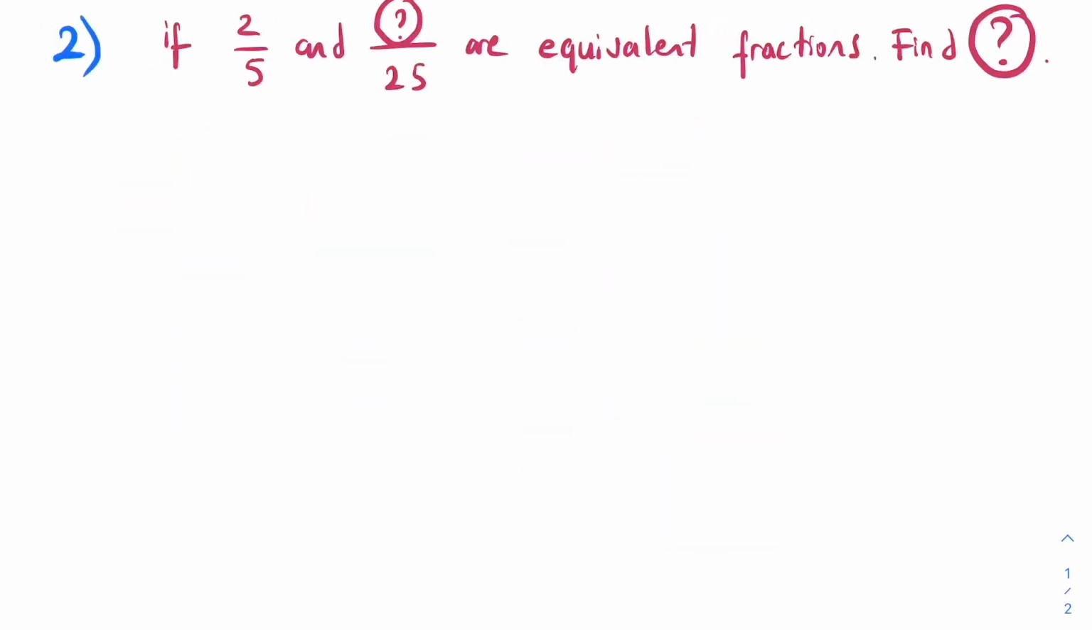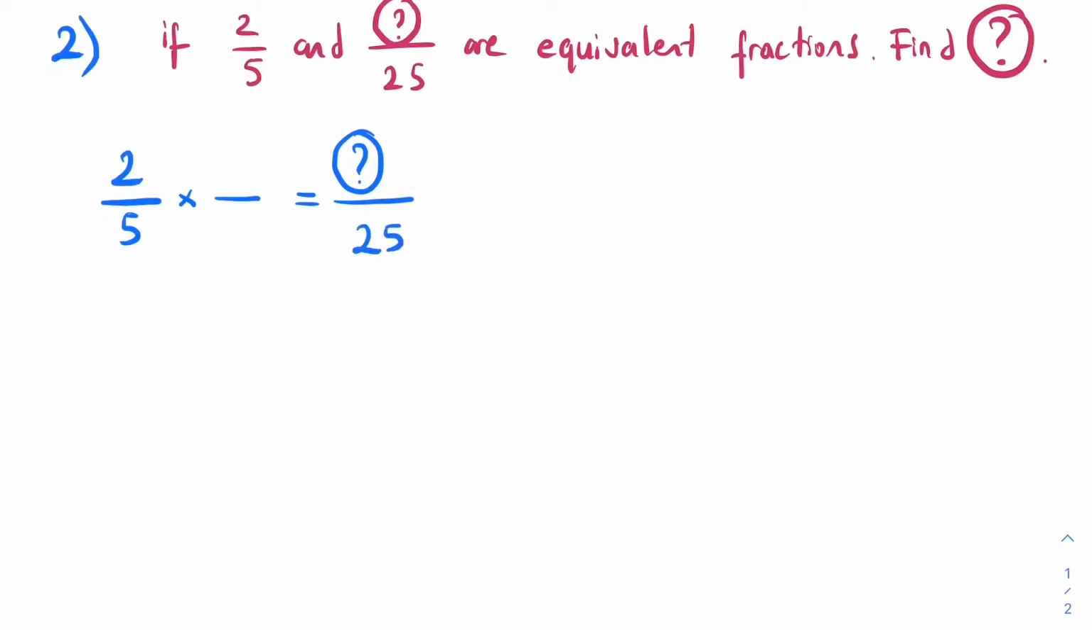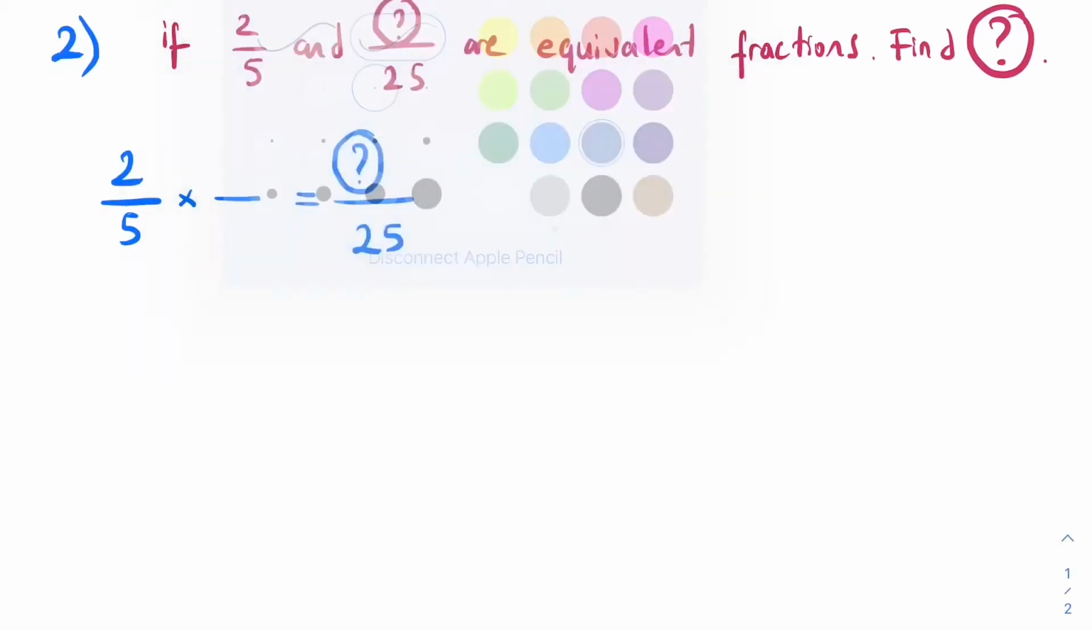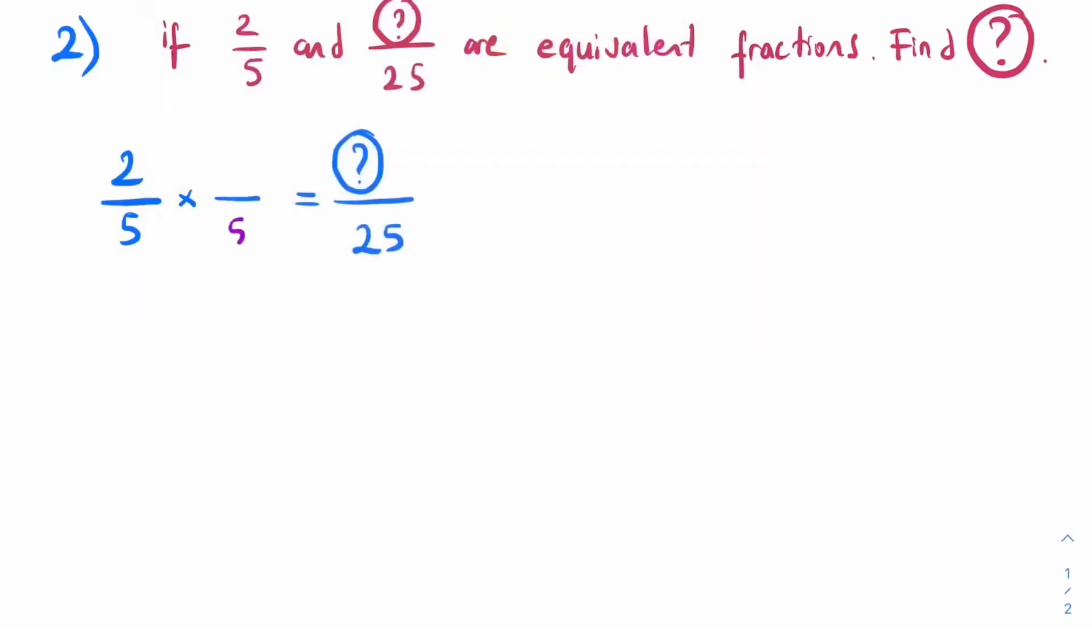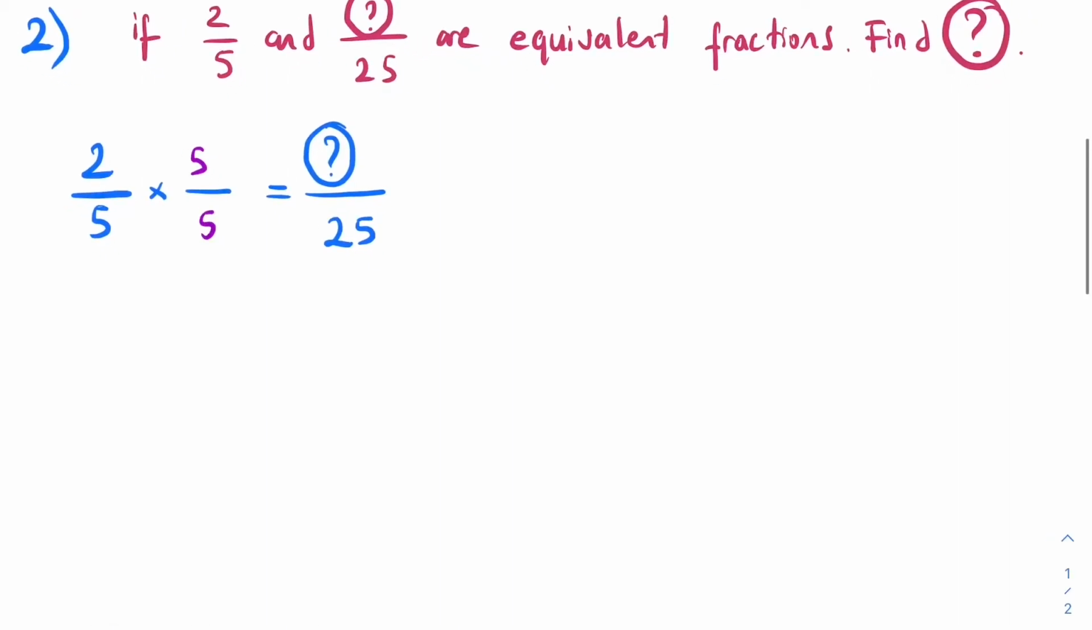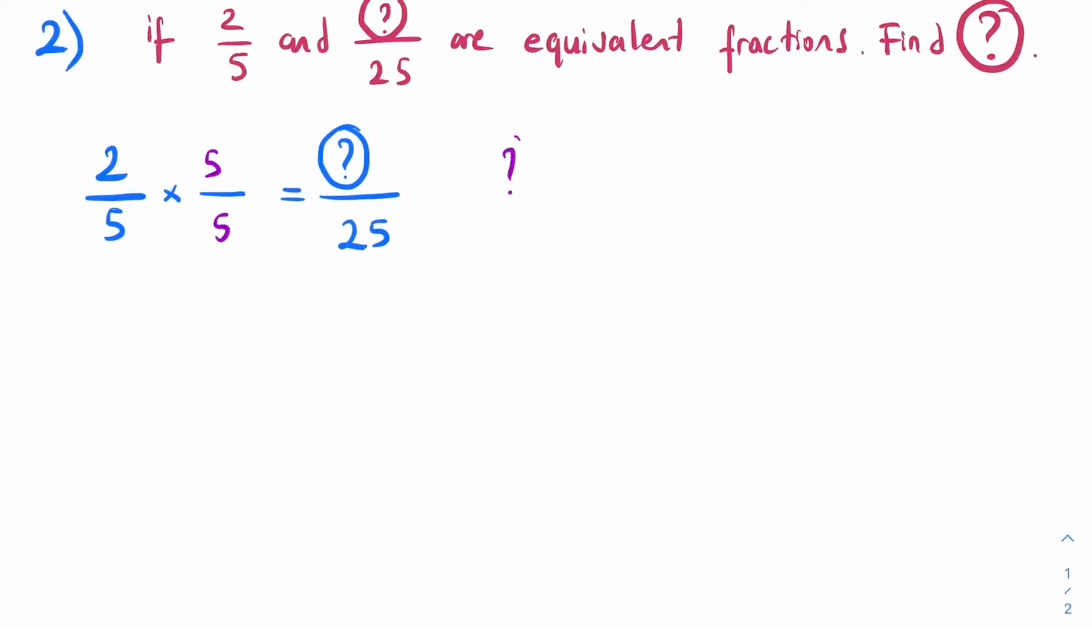Okay, we have another example. If 2/5 and ?/25 are equivalent fractions, find the question mark. Then we are going to write 2/5 times 1 equals another equivalent fraction to 2/5. So let's find what number we should multiply by. Question mark over 25. So 5 times what is going to be 25? 5 times 5 is 25. So we are going to write 5 over 5, the fraction line. So 5/5 is 1. So 2 times 5 is the question mark. Now it is 10.